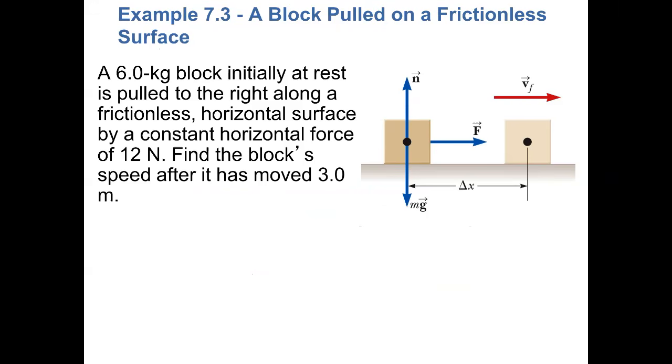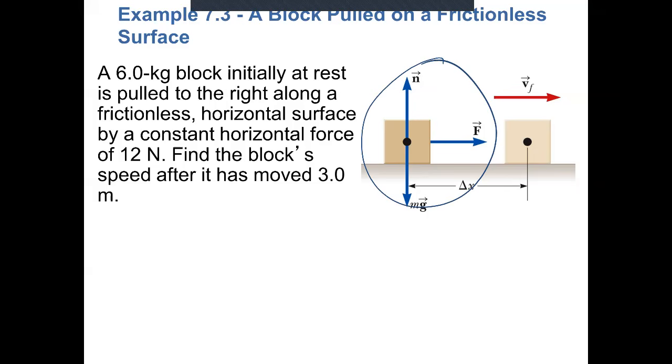So here's one more example. All right, you have a 6 kilogram box, initially at rest, pulled to the right along a frictionless horizontal surface by a constant horizontal force of 12 newtons. Find the block's speed after it has moved 3 meters. All right, so you can see here's the free body diagram.